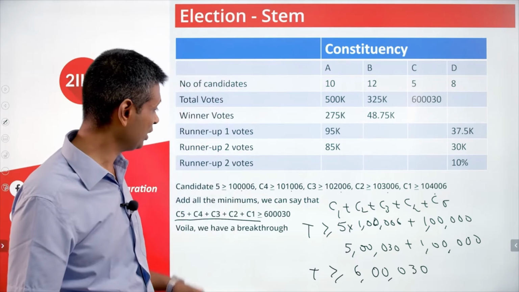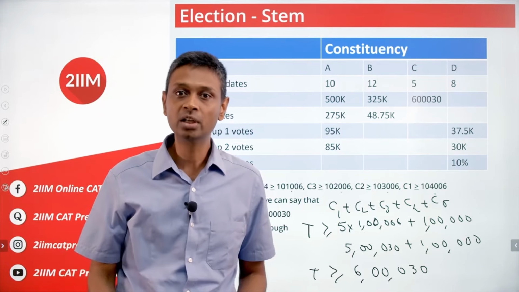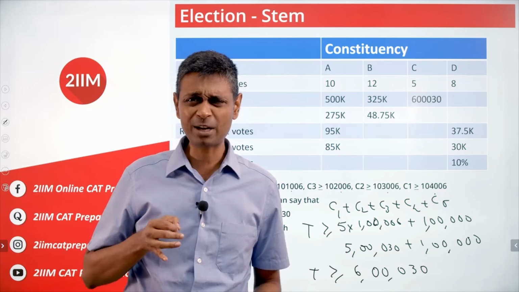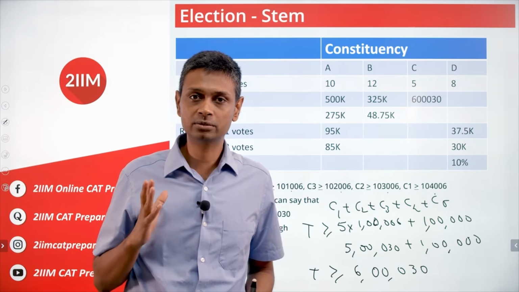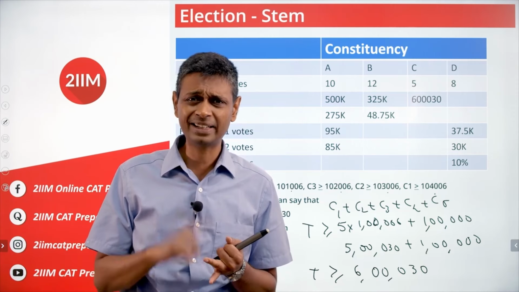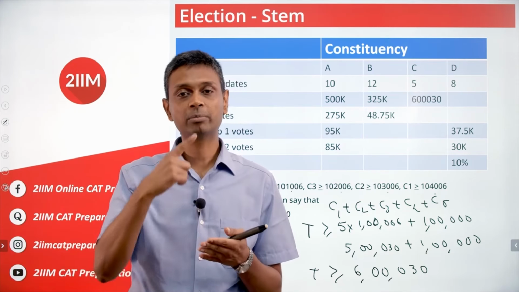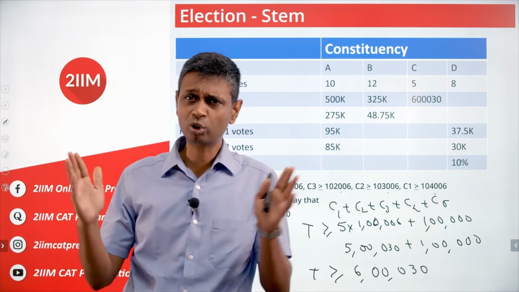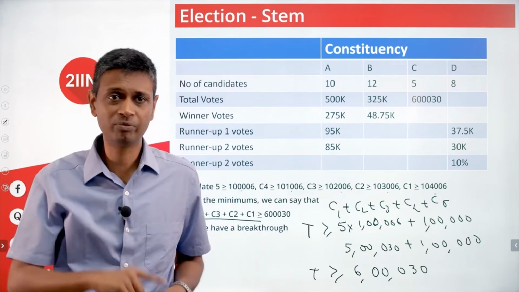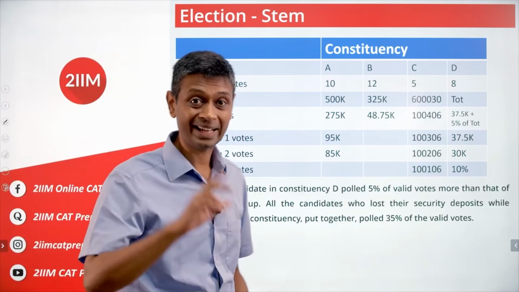So the least guy polls exactly 1 vote more. If he had got 1 vote lesser, he would have lost his security deposit. The bare minimum to not forfeit a security deposit, he gets it. The next guy scores exactly 10K more than that. The guy above him scores 10K more than this guy. Plus 10K plus 10K, it adds up to 6 lakh 30. The numbers are so tight, there's only one possibility there. The least guy gets 1,06,000.